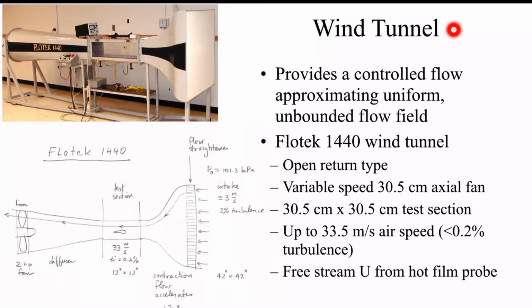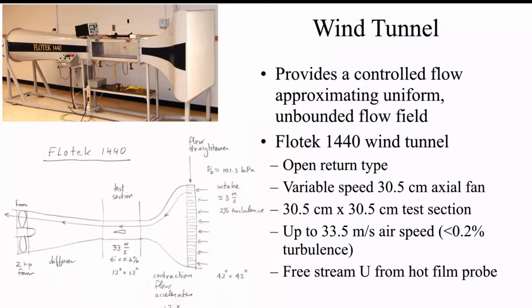You're going to use a wind tunnel. That's the first thing. And the whole objective with a wind tunnel is to provide a controlled flow that approximates the uniform flow that you'd see in an open flow in the atmosphere, an unbounded flow field. This wind tunnel is Flowtech 1440. It's an open return type. What that means is the air goes in here, goes through the test section, comes out the other end through the fan, and then circulates through the room and back in again. That's in contrast to a closed return where there'd be a pipe connecting the outlet back to the inlet.